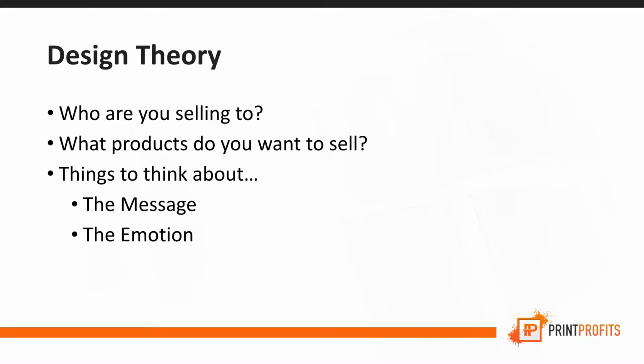Then next, we want to figure out what kind of products we want to sell. In this training series, we're focusing on jewelries, but there are also other products you can sell as well, like shoes and leggings. Here are some things to think about when you're doing your design research. First is the wording on your design. What kind of message do you want to deliver?